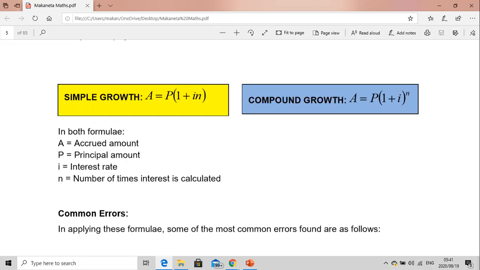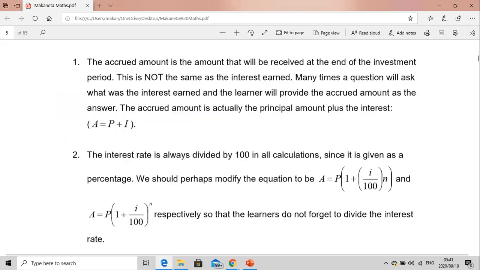Now, we sometimes find errors which we are not going to look at all in all, but sometimes the accrued amount is the amount that will be received at the end of the investment. So please make note that this is not the same as the interest that will be earned. The accrued amount is actually the principal amount plus interest. That will be the accrued amount.